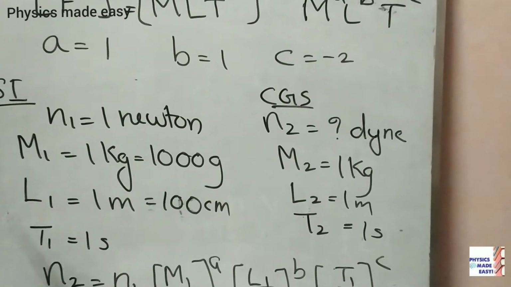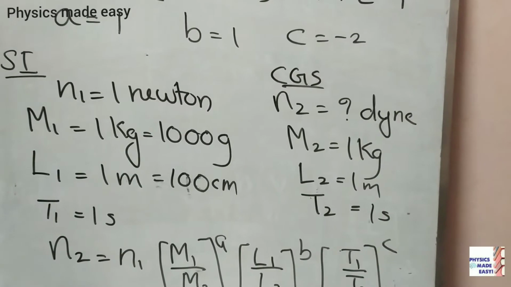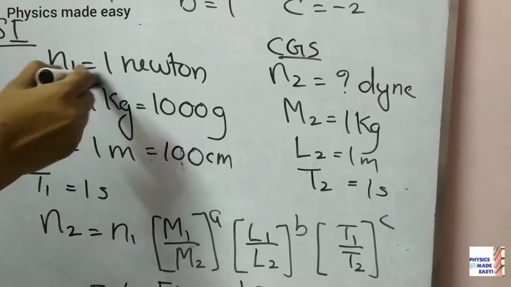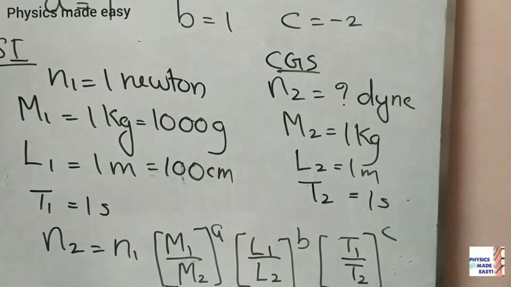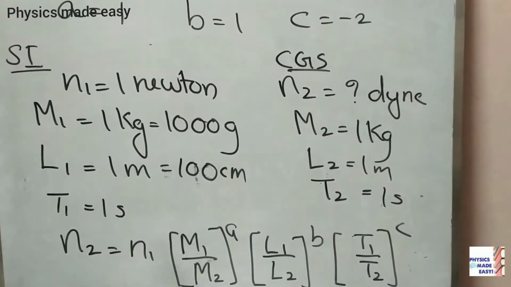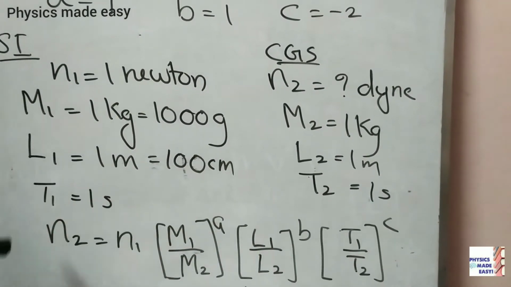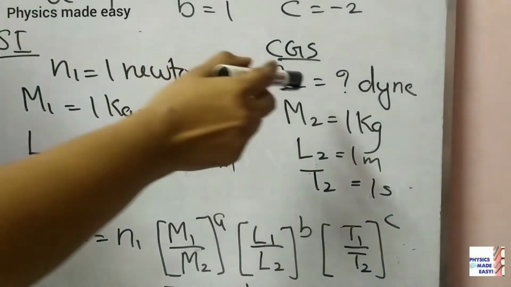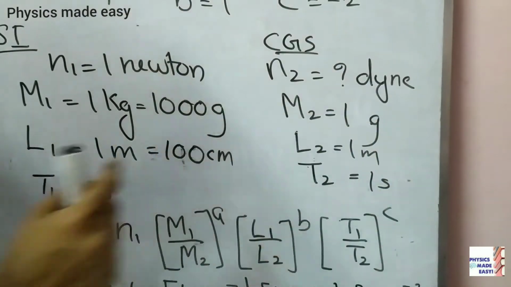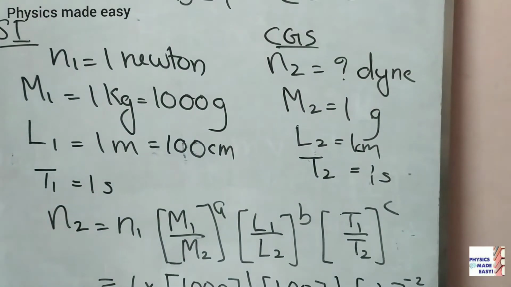Now how can we convert this? Here you can see in the SI system we can take n1 is equal to 1 Newton. Unit values we have to take here. Then M1 is equal to 1 kilogram here. In this SI system you know the unit of mass is kilogram, but we have to convert that into the CGS unit, gram. So 1 kilogram is 1000 gram, L1 is equal to 1 meter, that is equal to 100 centimeter, and T1 is equal to 1 second. Then M2 is equal to 1 gram, L2 is equal to 1 centimeter and T2 is equal to 1 second.